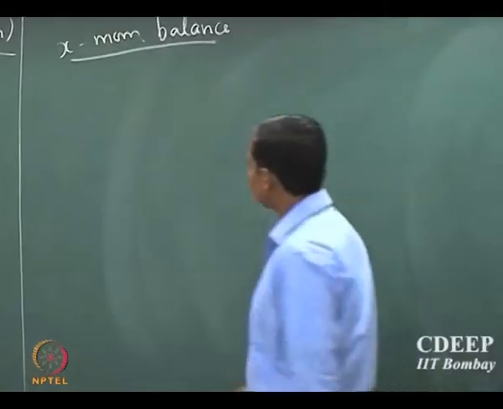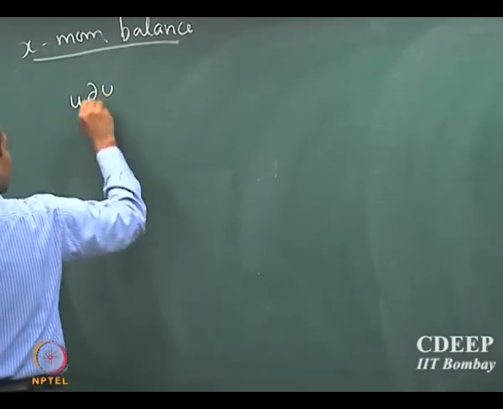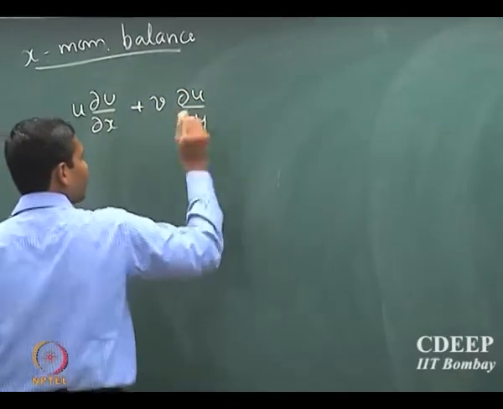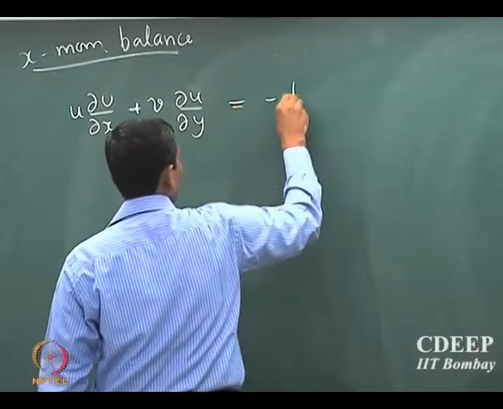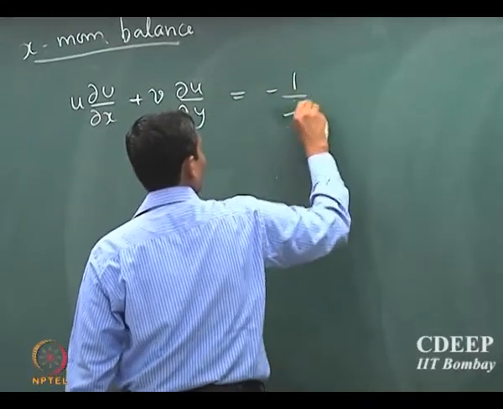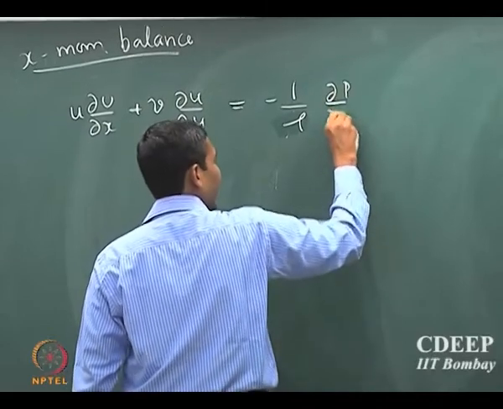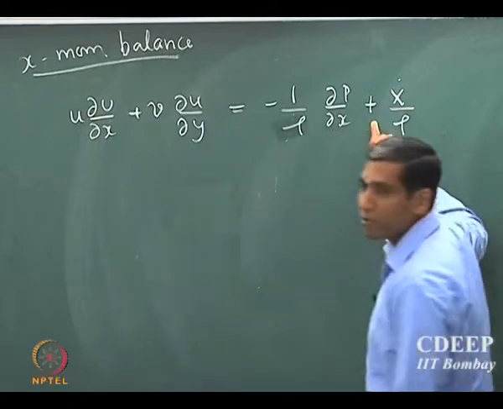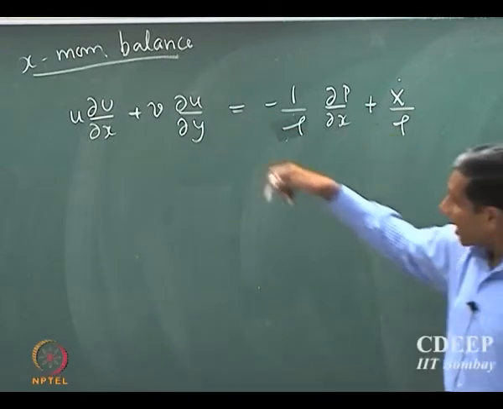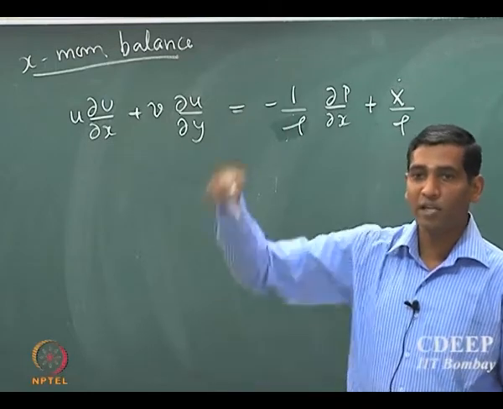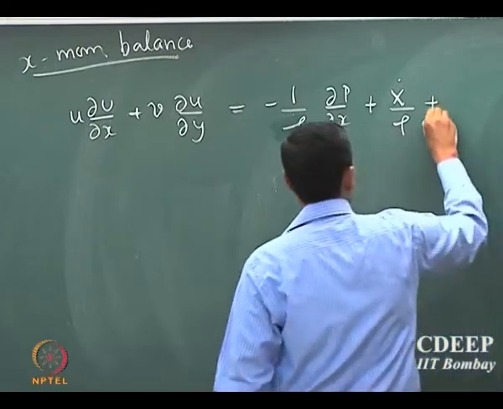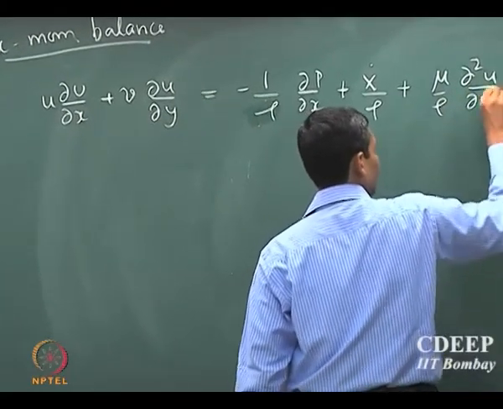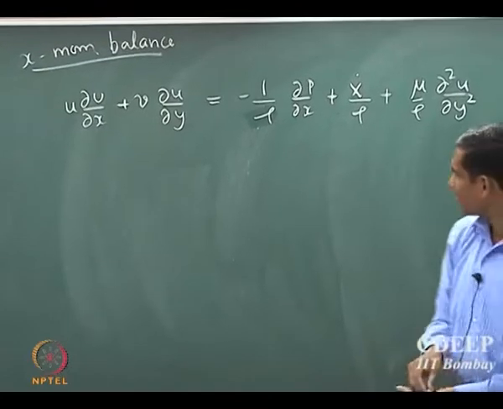Alright, so now we can write an x momentum balance. So u du by dx plus v du by dy is equal to minus 1 by rho dp by dx plus x dot by rho. Note that I am using a plus sign because my x direction is now in the positive gravity direction, plus mu by rho d square u by dy square.